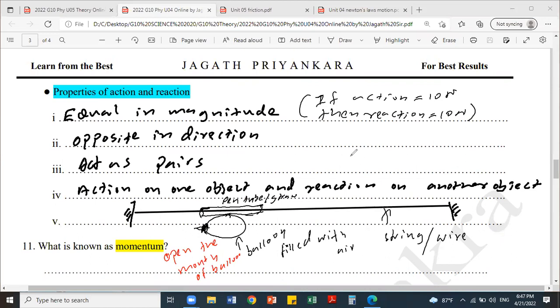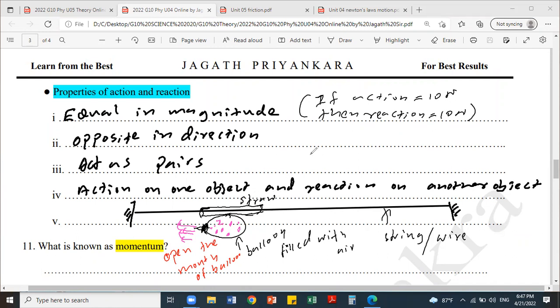Okay, who can tell me what happens if I open the mouth of this balloon filled with air? Any volunteers? If you open the mouth of the balloon, air is blown out in this direction. So the balloon will move with the straw. The straw can freely move forward and backward because there's a cavity inside.